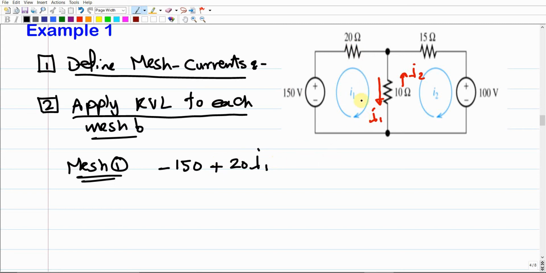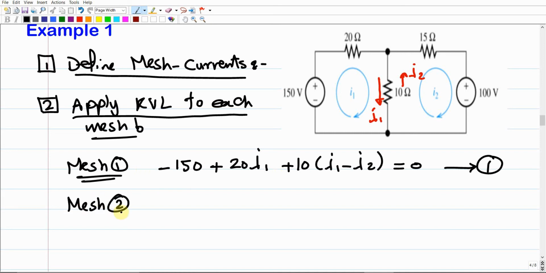In addition, we have another electrical element within this loop, since we're already applying the Kirchhoff voltage law. Within this loop, we have I1 negative I2, because our reference will be I1. So it's going to be 10 times I1 negative I2, and this should be positive as well, because it is an output element. All of this should be 0. This gives us the first Kirchhoff voltage law equation for the first loop based on the mesh current method. Then we're going to apply the same for mesh 2.